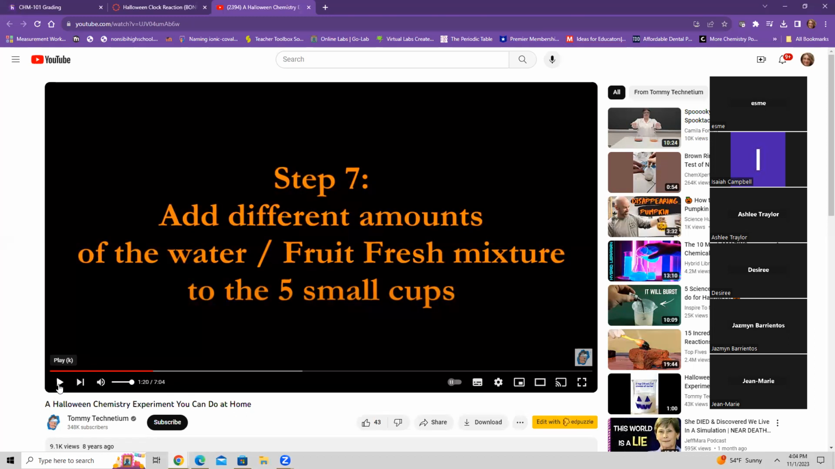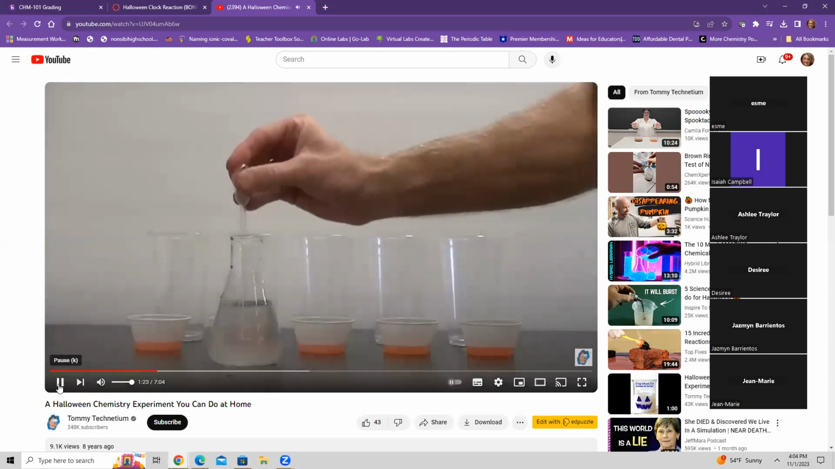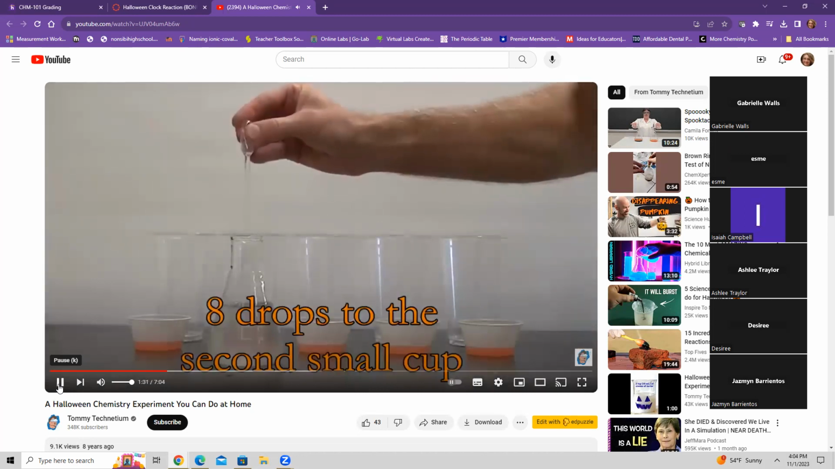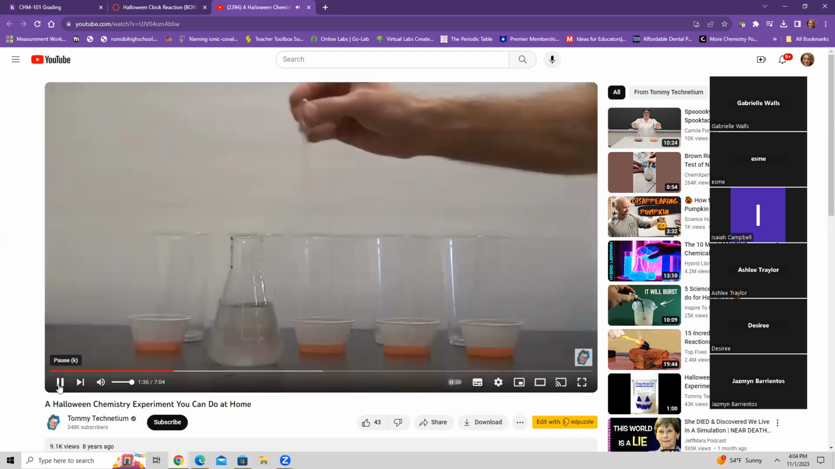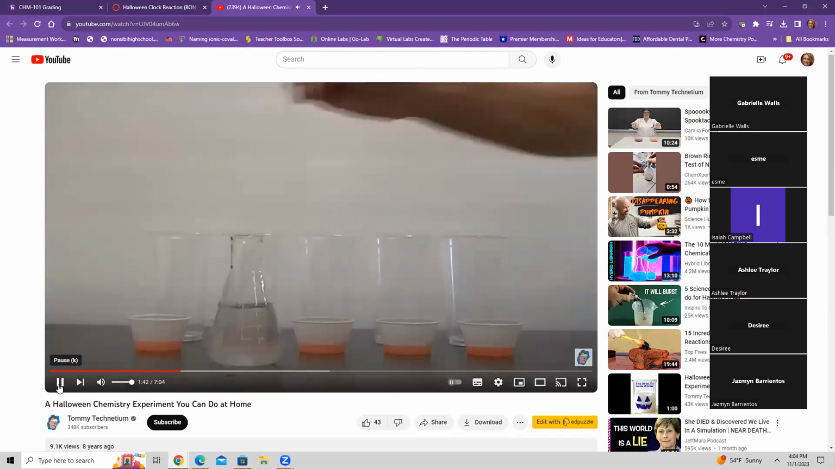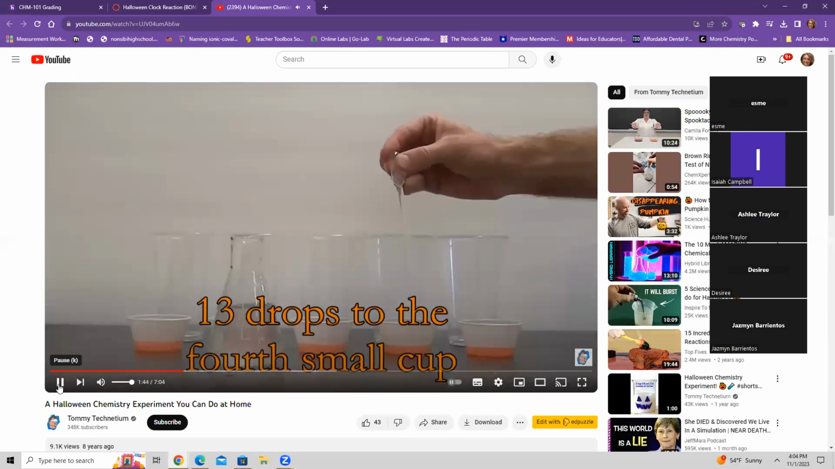That's where it goes to cup 1, cup 2, cup 3, cup 4, cup 5, right? So they're all different. The very first one, and the small cups don't have to be clear. You're going to add 5 drops to the first one, 8 to the second one, 13 if I'm not mistaken. No, 10, then 13. And then I think it is 16, the last one.